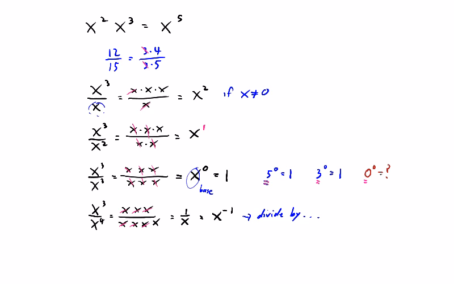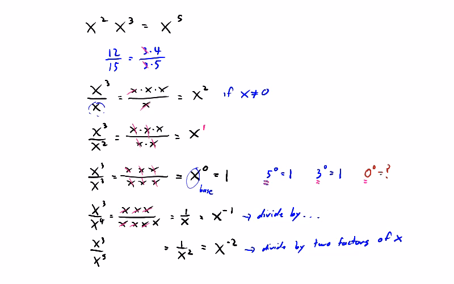If we continue, we could look at one last case, x cubed divided by x to the fifth. If we cancel the 3 factors of x in the numerator, we're still left with 2 factors of x in the denominator. But we can write this using negative exponents as x to the negative 2. So what does that indicate? It means divide by 2 factors of x.